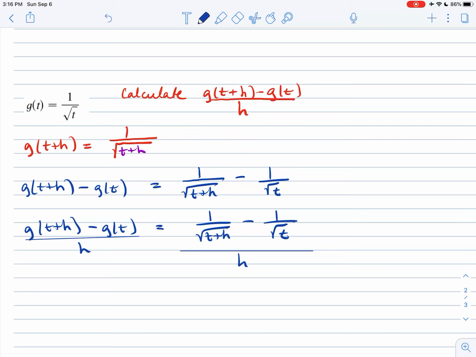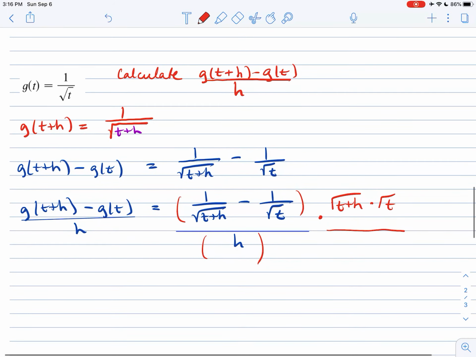I don't know about you, but I know I don't like complex fractions. I don't like fractions that have denominators in the numerator and denominators in the denominator. So I'm going to first get rid of my denominators in the numerator by multiplying on top and bottom of my fraction by the lowest common denominator. I see here that square root of t plus h times the square root of t, if I were to multiply that on the top, it would get rid of my denominators. But if I'm going to not change the value of my fraction, I also need to divide by square root of t plus h times the square root of t.